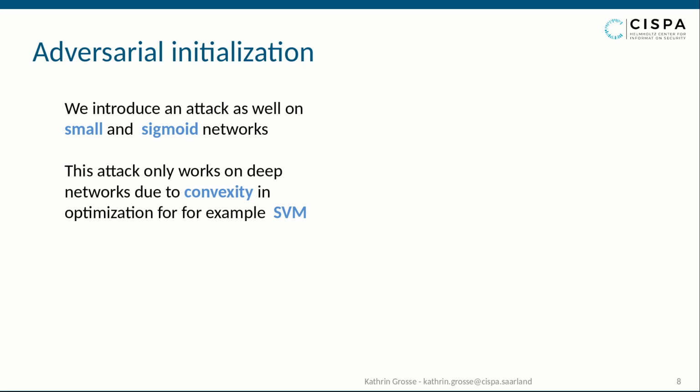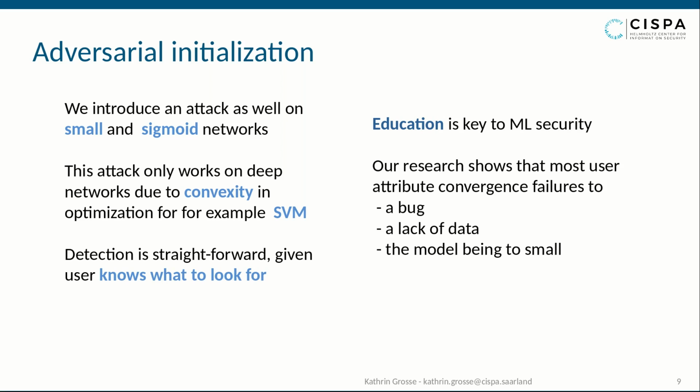But to conclude the section, what is very interesting is that if you think about how the weight matrix looks after it has been tampered with, the detection is straightforward, given that you know what you're looking for. And this hints at what I think is a very important aspect of ML security, or maybe security in general: education is very important.